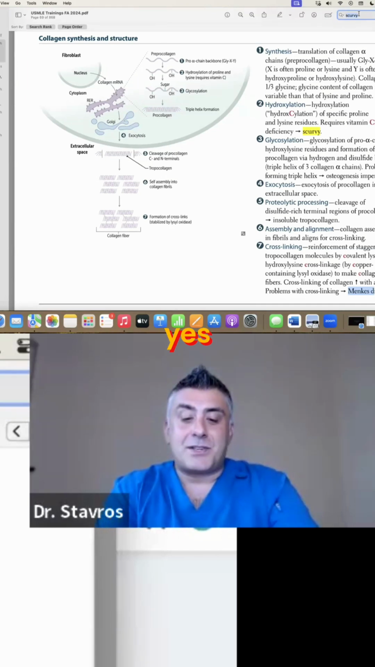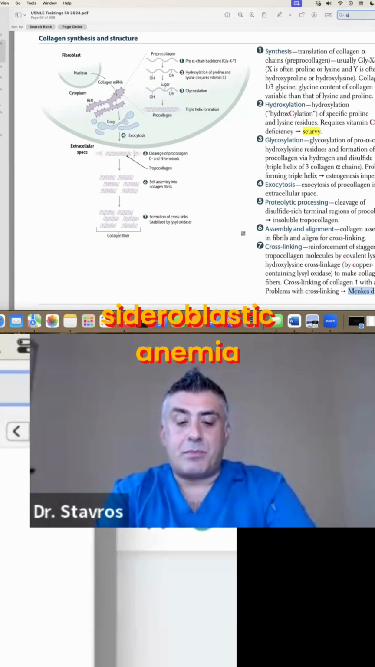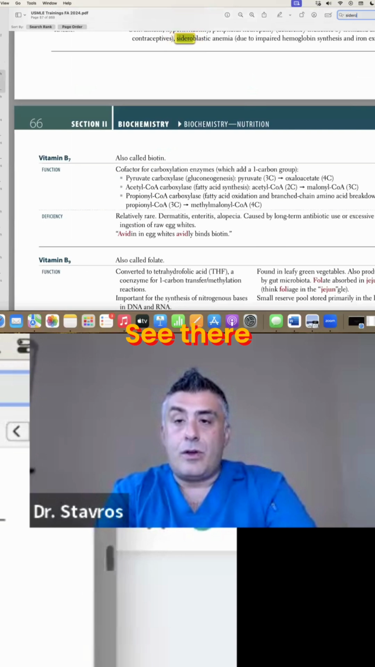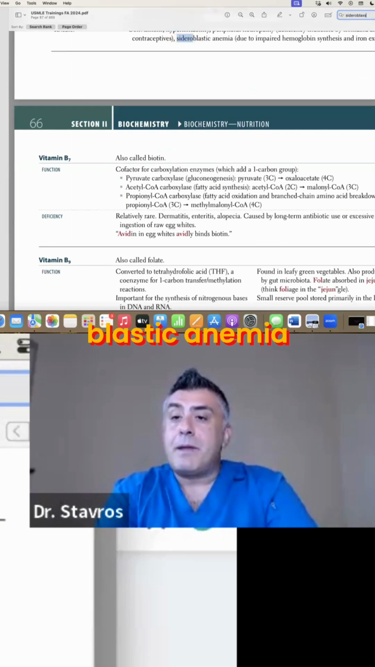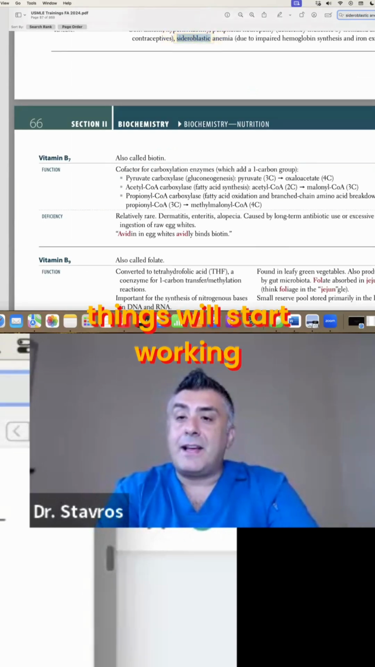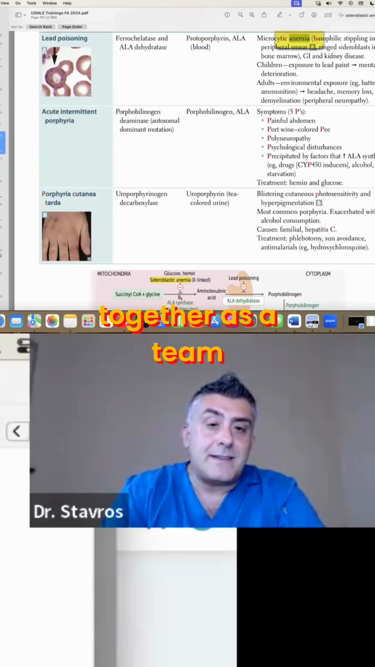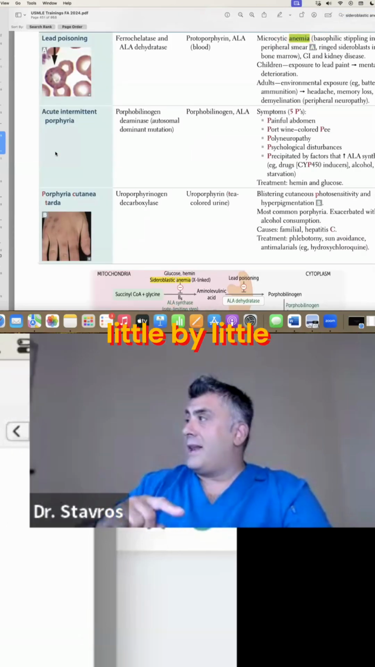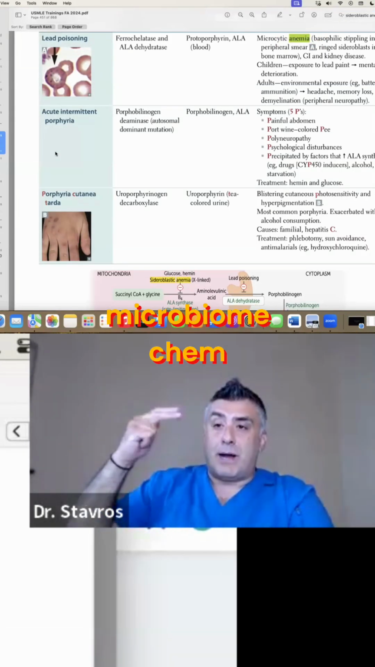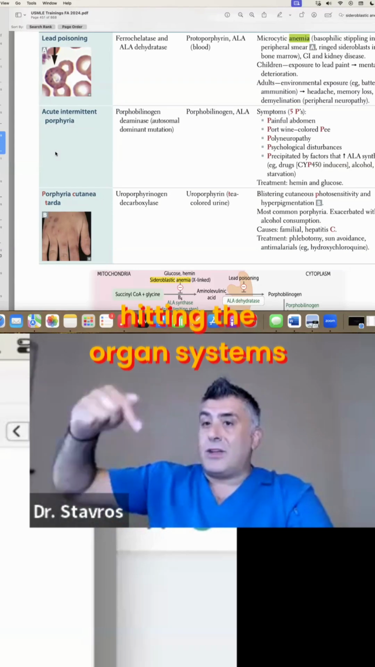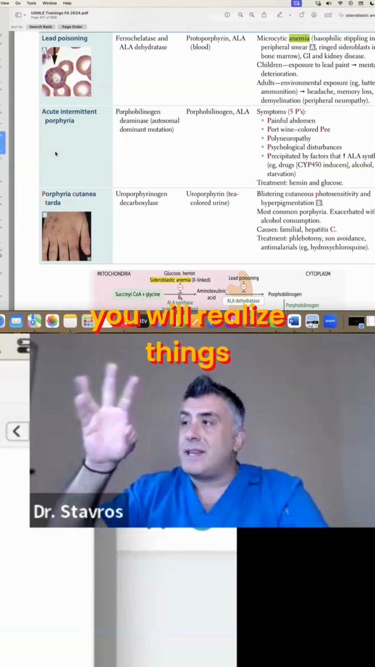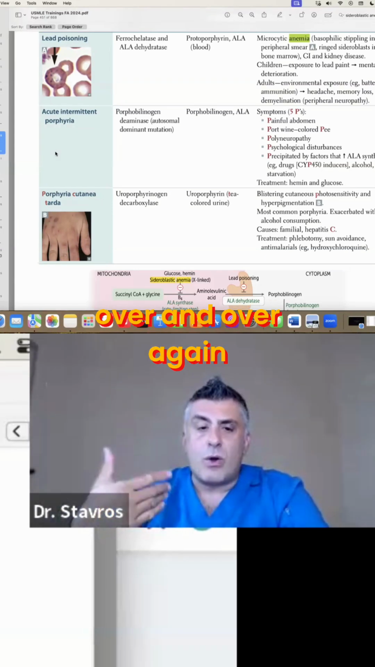So let's go back to sideroblastic anemia, because you see, things will start working together as a team, little by little. And that's why I start off with immuno, micro, biochem, because when you start hitting the organ systems, guys, you realize things keep coming over and over and over again.